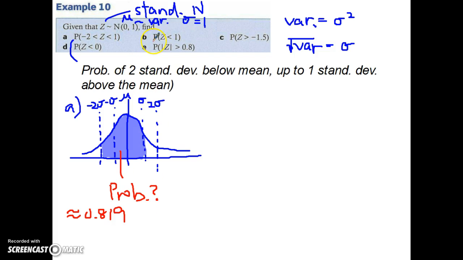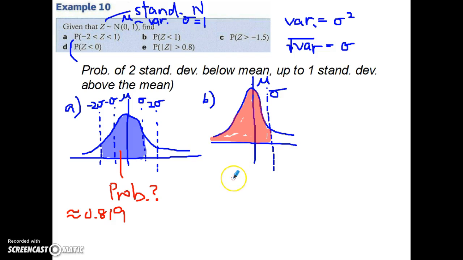Let's look at part B. I want you to pause the video and try to make a sketch of your bell curve for part B. Try to shade the part that we're looking at. Pause the video and go ahead and do that. Okay, your sketch should look something like this.